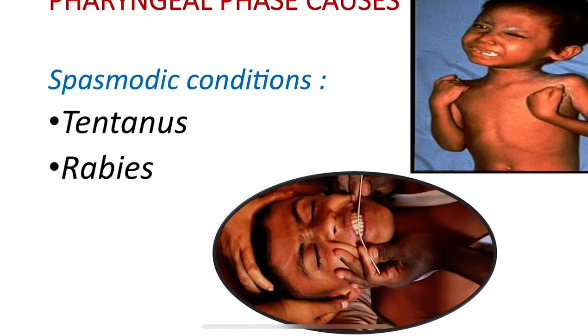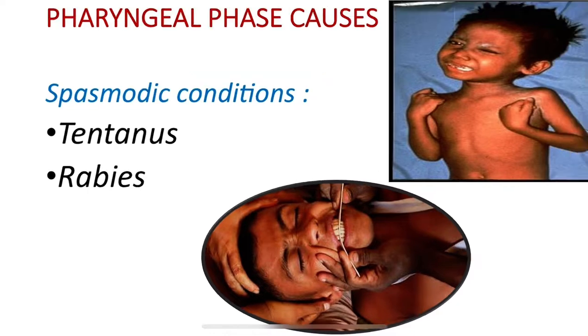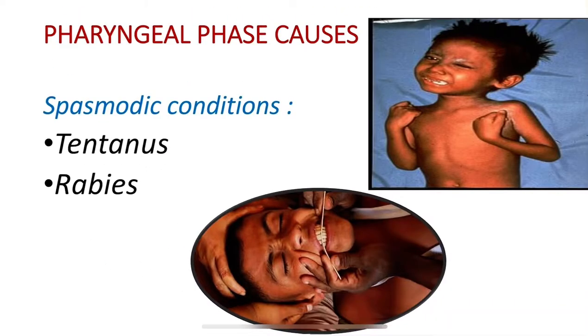And rabies, a deadly virus which is spread to people from dogs, from the saliva of the infected dog, can also lead to spasms, lockjaw. You can see trismus here in rabies.